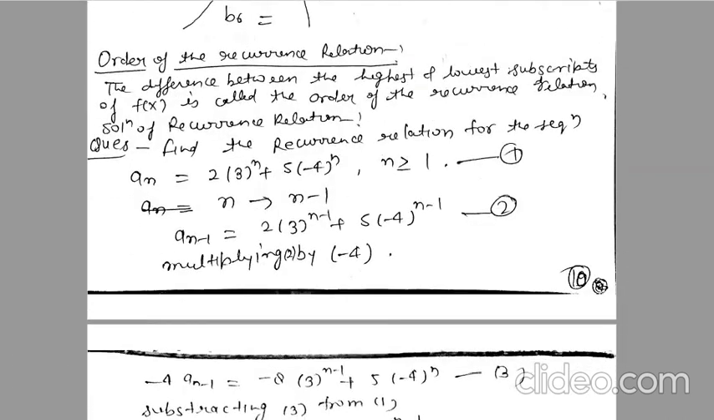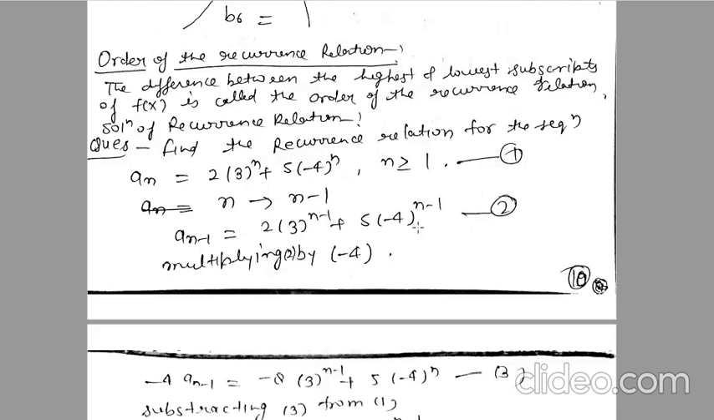So first one is order of recurrence relation. Basically we will learn recurrence relations, and there are 3 to 4 types of recurrence relation. I will discuss all these in our next video lectures. But there is a 2 marks question here related to order of recurrence relation. The difference between the highest and the lowest subscripts of a_n is called the order of the recurrence relation, right?